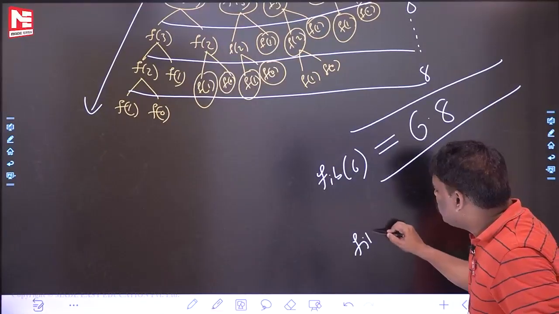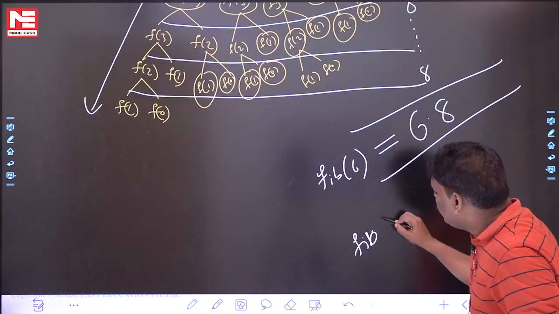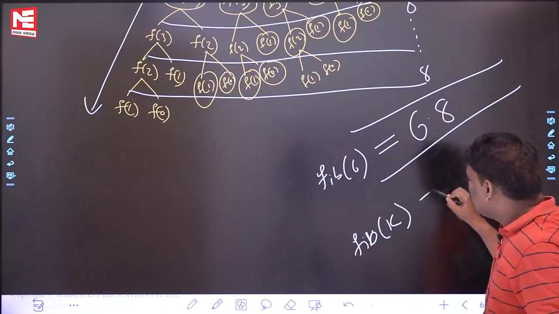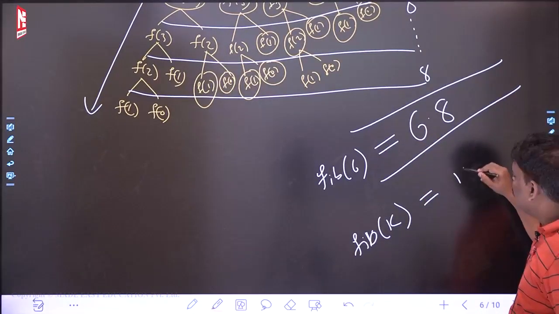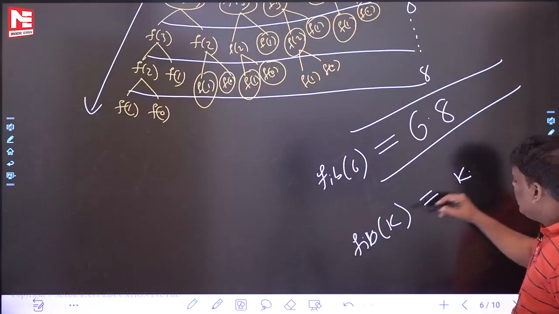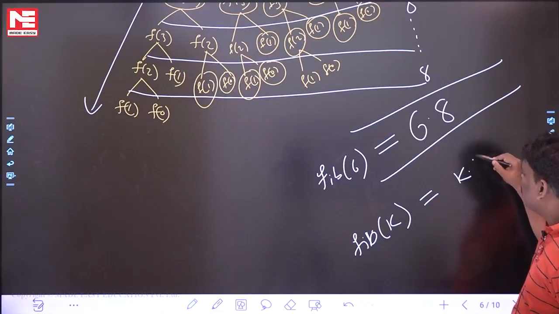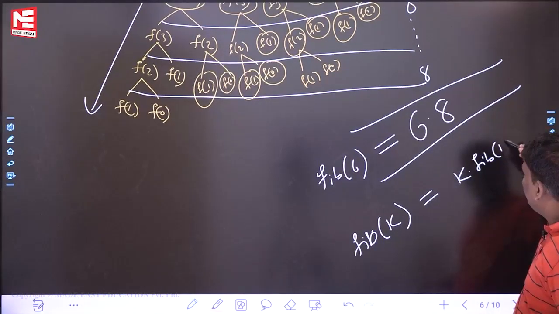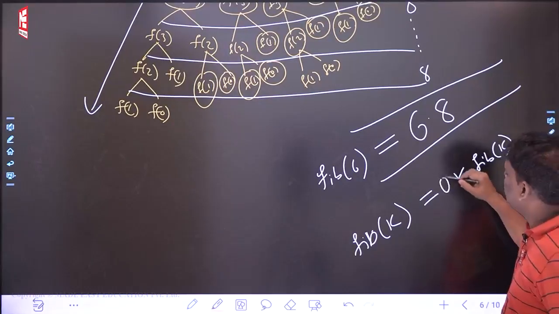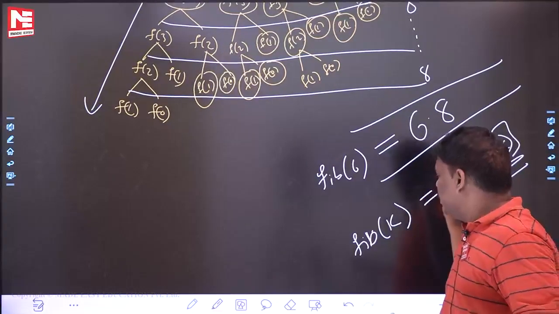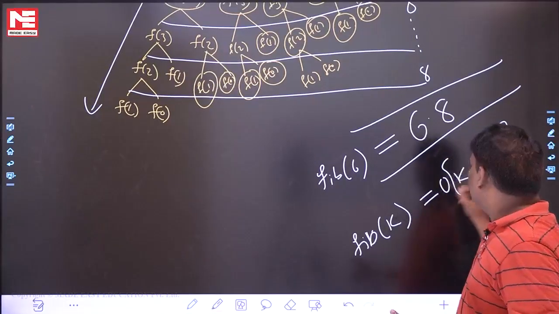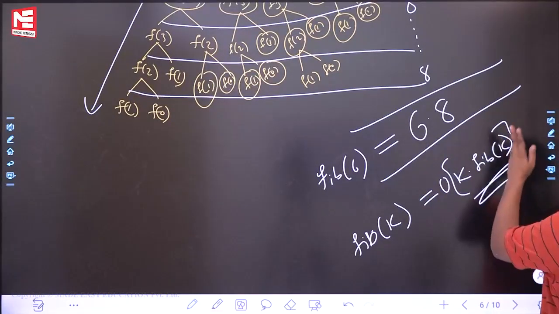Now what is the answer for this one? To sort Fibonacci of k elements, what is the time complexity using Fibonacci merge sort? A k-level tree will come. Every level contains Fibonacci of k elements. This will be the time complexity: to sort Fibonacci of k elements, the time complexity is equal to k times Fibonacci of k.